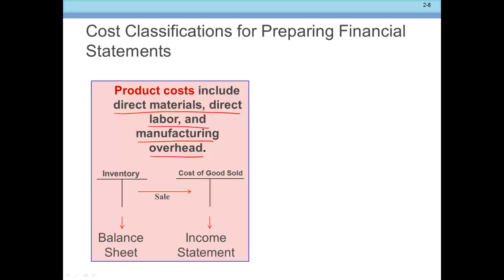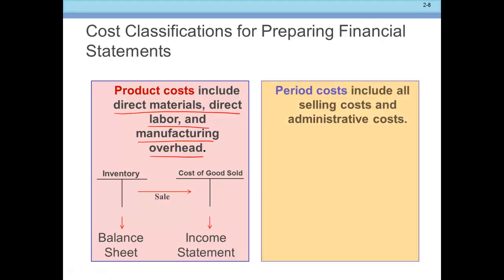This can result in a delay of one or more periods between the time in which the cost is incurred and when it appears as an expense on the income statement. A product we manufacture today may not be sold for several months. Product costs are captured through the use of various inventory accounts. Period costs include all selling and administrative costs. These costs are expensed on the income statement in the period incurred.